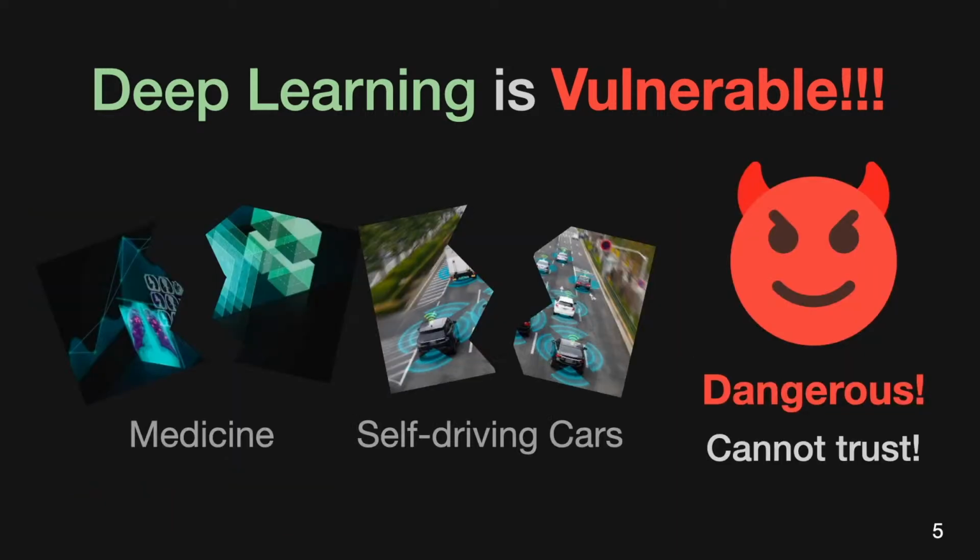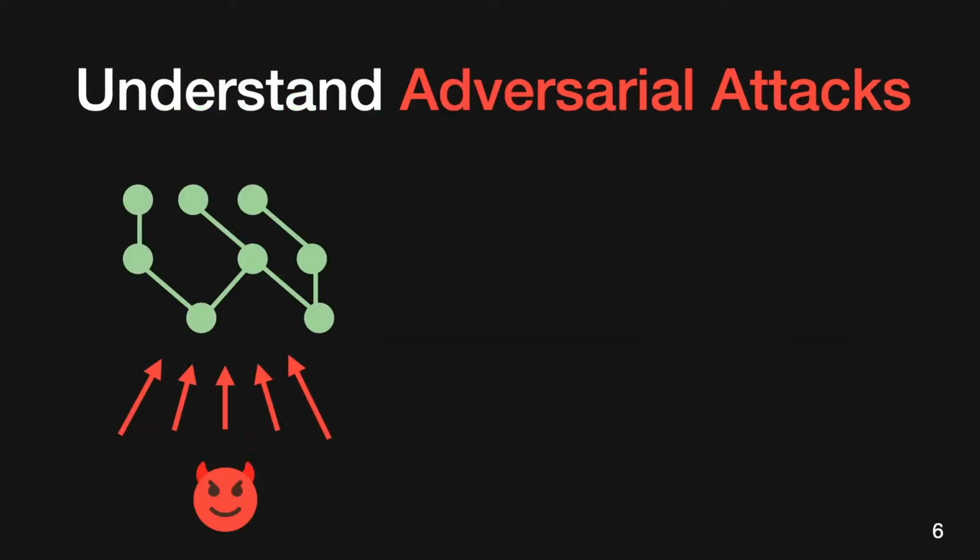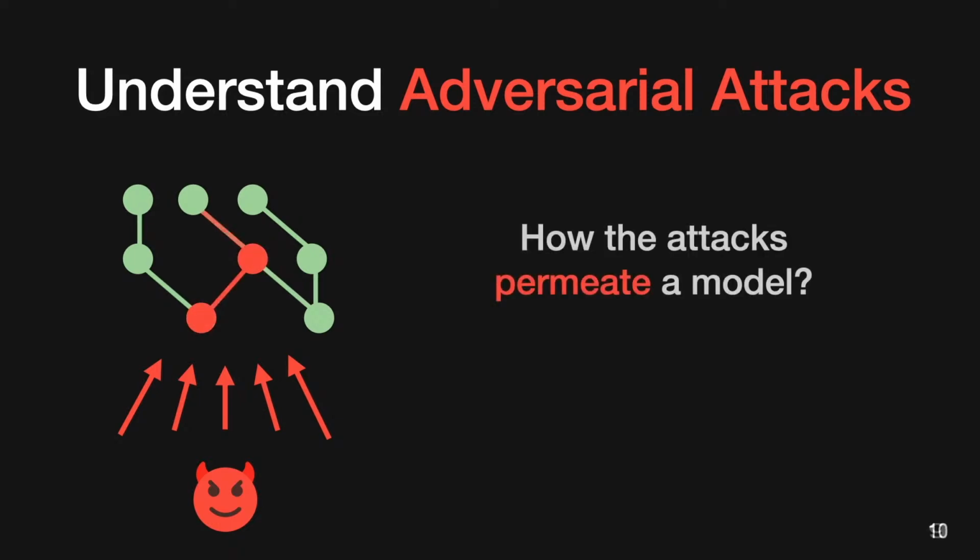Adversarial attacks jeopardize many deep learning-based technologies, especially in security and safety-critical applications, such as data-driven healthcare and self-driving cars. Due to the threats of the adversarial attacks, people cannot confidently use deep learning models. To overcome the vulnerability of deep learning models, we need to understand how the adversarial attacks permeate the model's internals.